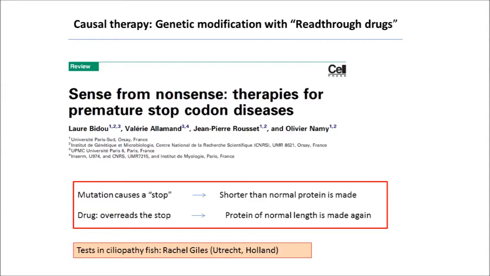So it's shorter than normal. And there's a drug that, for that particular type of mutation, can kind of go over that position where it tells to stop the protein and make the protein the normal length. And that has been tried for other things in animals and seems to work. So there's no reason why that wouldn't work in ciliopathies. However, that is not at the stage to be tested in humans at the moment. But again, there's hope that at some point this will develop into it.